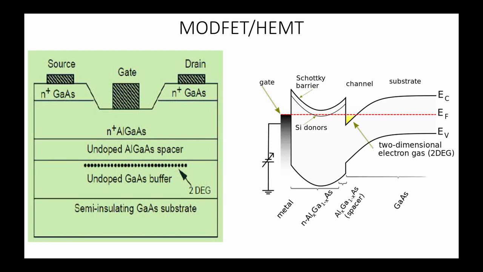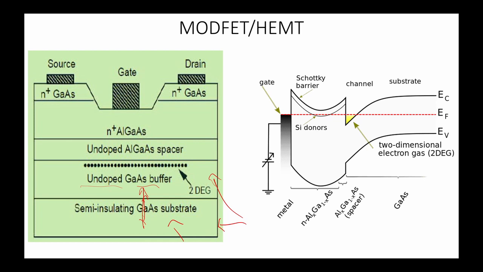Okay, so this is the structure of the HEMT. This is the insulating semiconductor, gallium arsenide. Because of gallium arsenide we can grow epitaxially, so that's why we take such substrates, over which we can grow the material. Then there is undoped gallium arsenide.